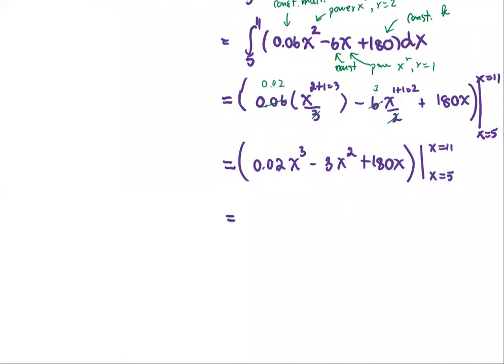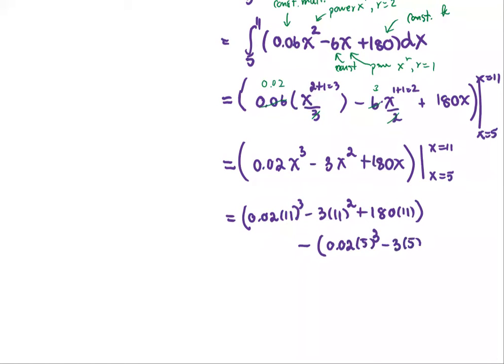Recall, we're going to replace the x with the upper limit first. So the first group is 0.02 times 11 to the third power minus 3 times 11 to the second power plus 180 times 11, and then subtracted by another quantity from replacing x with the value 5. So 0.02 times 5 to the third minus 3 times 5 to the second, and then plus 180 times 5. And we're going to use the calculator to get this number.